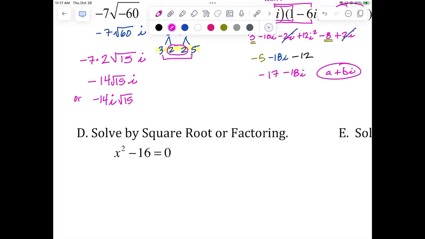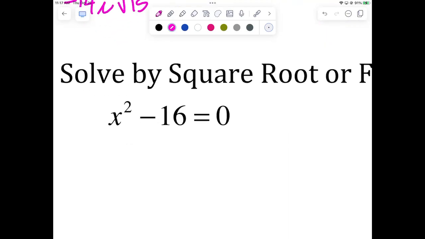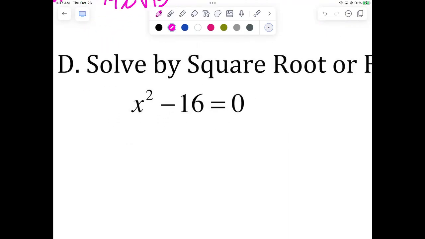Solve by the square root or factoring. I'm gonna do the square root first, okay? Because people are still messing this up. If you solve by the square root method, you get the x squared by itself. So bring the 16 across, okay? So now we get x squared equals 16. Now all we have to do is take the square root of both sides.